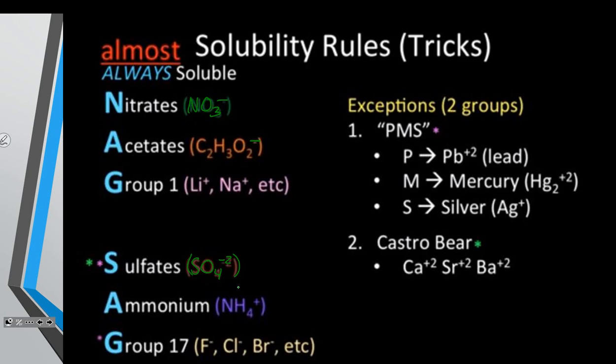We've got CaSrBa, which is calcium, strontium, barium, which are not soluble with the sulfates. And then we've got PMS, which is lead +2, mercury +2, and silver +1, that are not soluble with sulfates or group 17 elements. So remembering this or having this on my 3x5 card might be a very good thing, so that I can see if a solution is soluble or not.